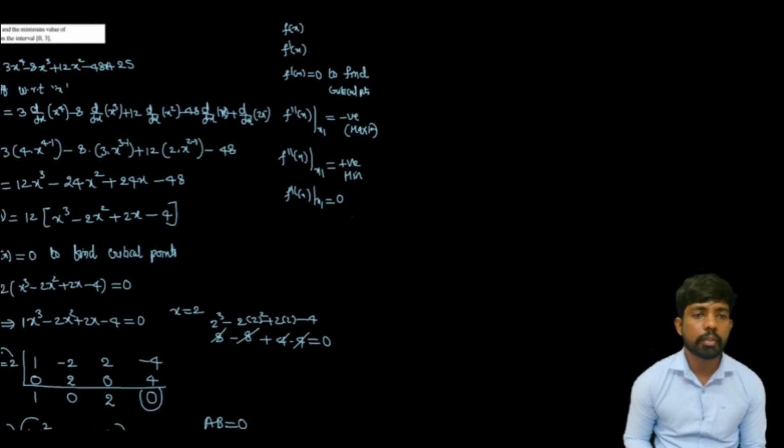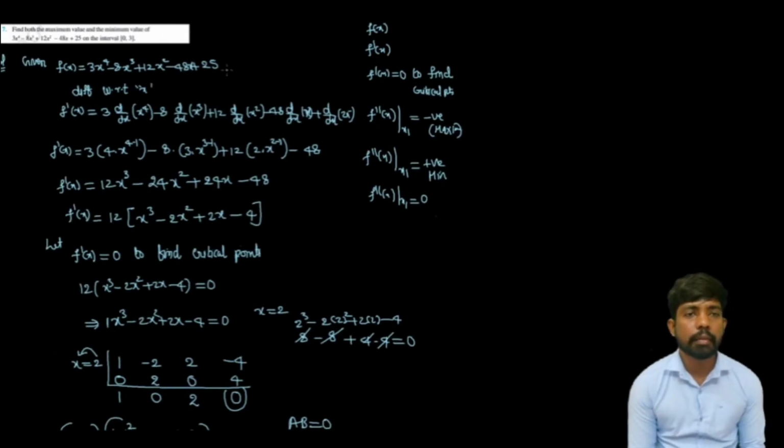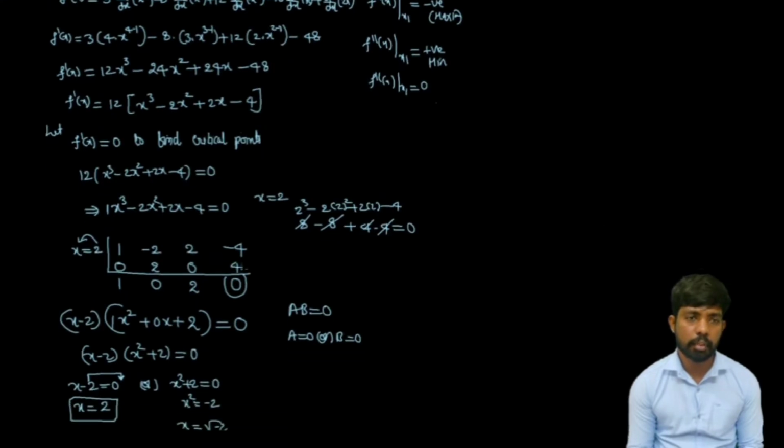So here, first, differentiate the given function. Differentiate the function and take 12 common. You will get x cube minus 2x square plus 2x minus 4. Make it equal to 0 in order to find the critical point.